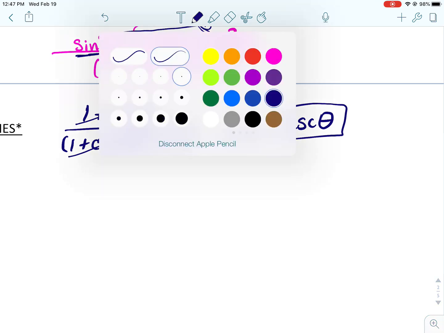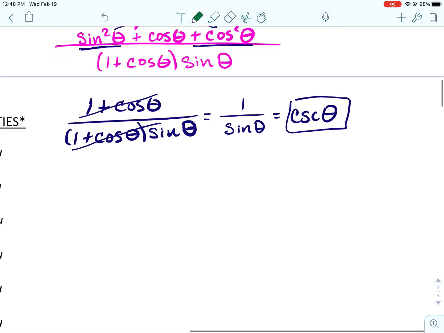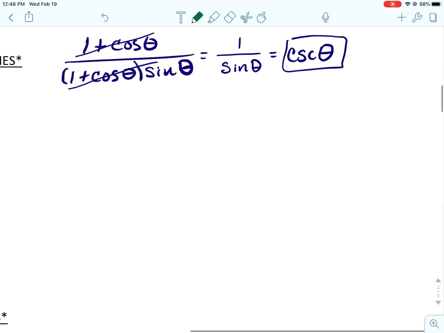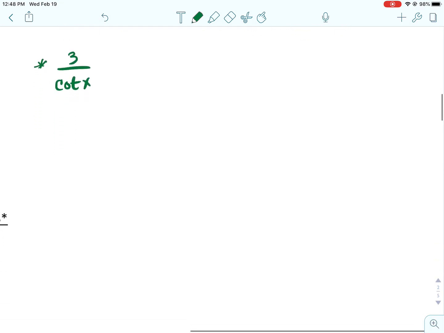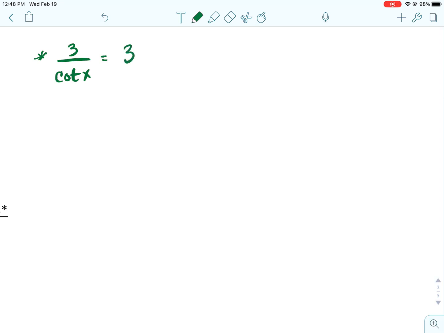All right, now I want to talk about a couple of other things that might happen. So I think so far, every time we've used those reciprocal identities, there's been a 1 in the numerator, but it doesn't have to be a 1. So let's pretend like we did a bunch of work and we got down to 3 over cotangent of x. What do you guys think that equals? 3 tangent of x.